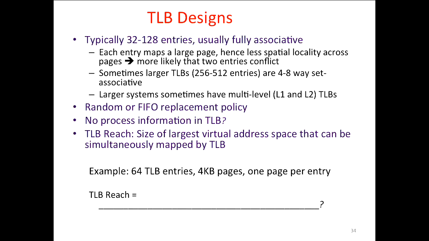So one of the design parameters for a TLB is how much address space can I cache? It's an address translation cache. How many address translations can I cache? This concept is called the TLB reach. The way to think about TLB reach: what is the largest region of virtual address space I can cache in a TLB without getting misses? It's simply, if you've got, say, 64 TLB entries and 4 kilobyte pages, with one page in each entry, just multiplying those out, 256K would be the answer here. That's how much data I can simultaneously map in a TLB.